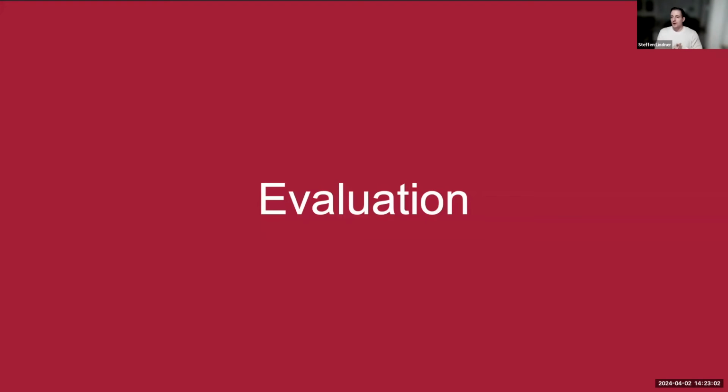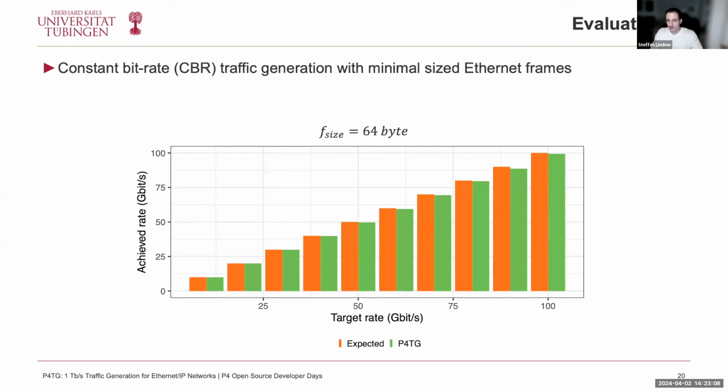Next, I want to show a bit how accurate P4TG is and what rates we can achieve. To that end, I want to show the following plot where we generated constant bitrate traffic with minimal sized Ethernet frames of 64 bytes. This is generally rather difficult because we need to generate many packets since it's the minimal sized Ethernet frame. We configured different target rates from 10 gigabit per second to 100 gigabit per second, and then measured what P4TG actually generates.